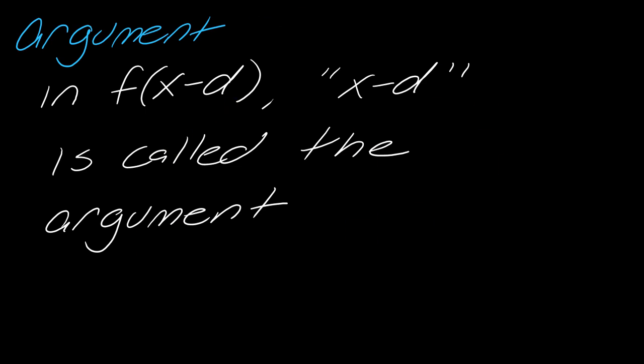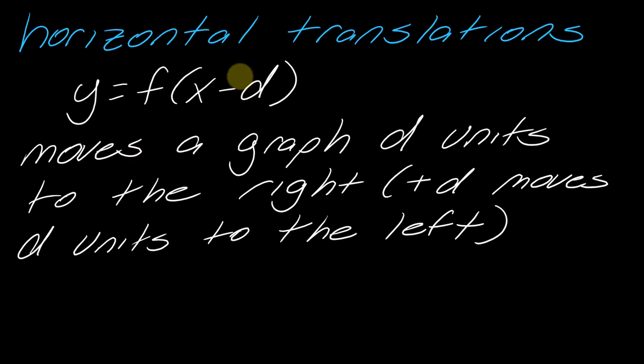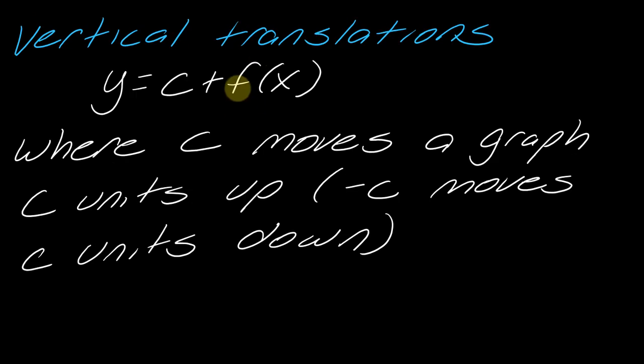The other thing I want to talk about is what a vertical translation is. A vertical translation looks like this. You can have c plus a function. I want you to notice the difference here. You're either adding or subtracting a number inside of the function, or adding or subtracting a number outside of the function. That's the big thing with translations: where are you adding that number? If you have this c, this will move a graph either c units up, or minus c means c units down.